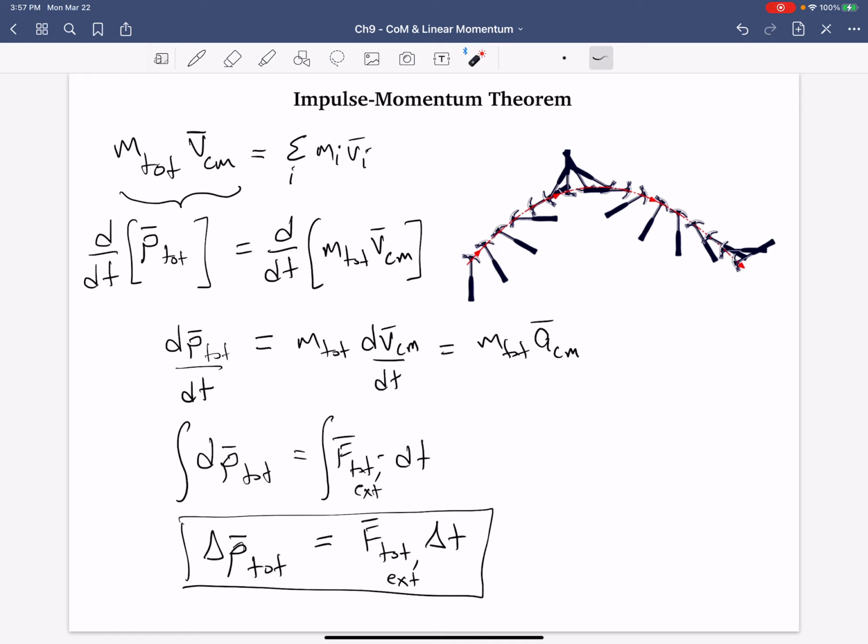So these are all examples of the impulse momentum theorem. What are some examples that I didn't mention that you can come up with?